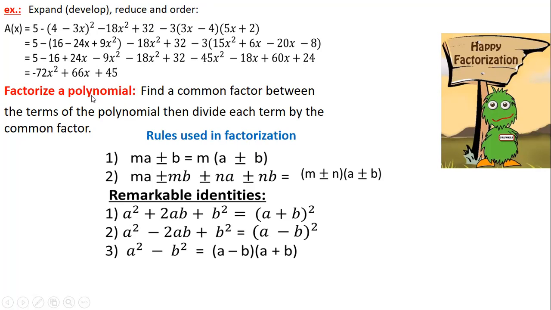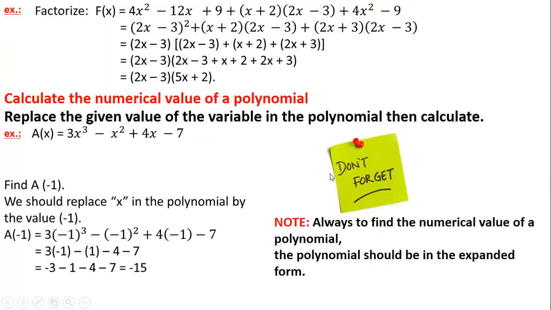How do we factorize a polynomial? To factorize means to find a common factor between the terms of the polynomial. Then we divide each term by the common factor after we open parentheses. Also, we have rules used in factorization. These rules are opposite to the rules of expanding. In expanding, we are getting rid of parentheses. So in our answer, we should not have parentheses, while here in our answer, we should have parentheses. Either we use the remarkable identities or we use the common factor rules.